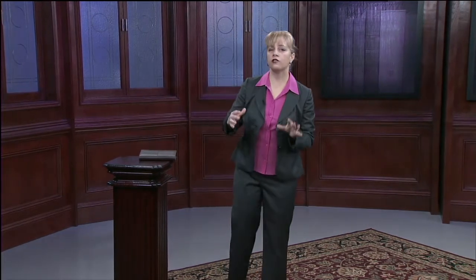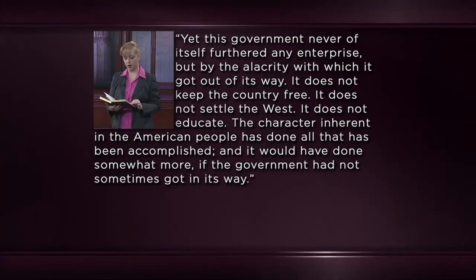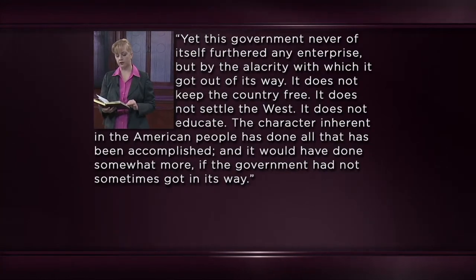Thoreau then proceeds to refashion the notion that government does things for people and replaces it with the idea that people themselves are the key source of agency. He's saying that government has actually limited the potential of Americans to achieve liberty, property, and education. In a paragraph full of emphasis, and the emphasis that you'll hear me use here is in the original, Thoreau goes on to say, "Yet this government never of itself furthered any enterprise, but by the alacrity with which it got out of its way.